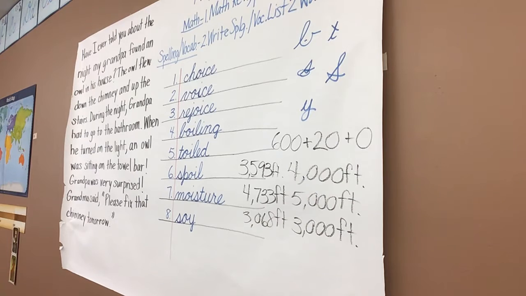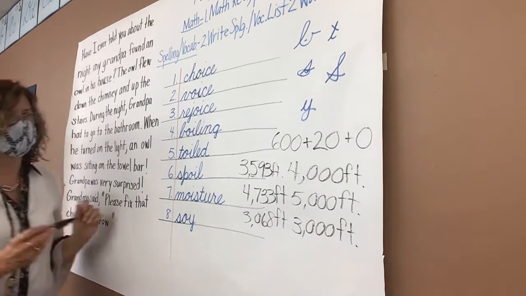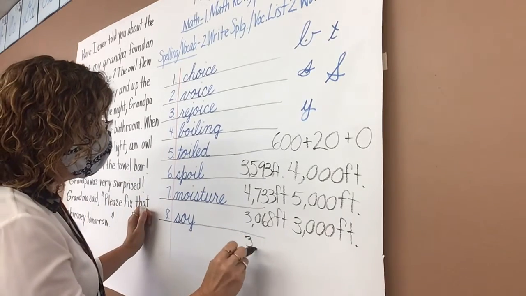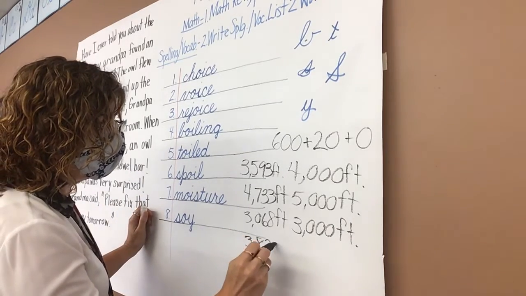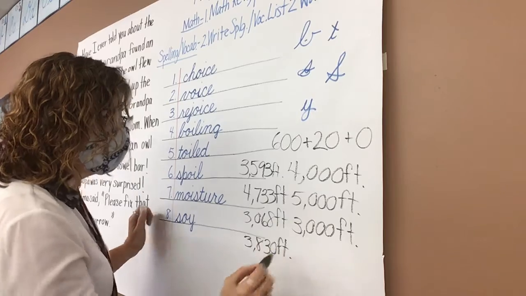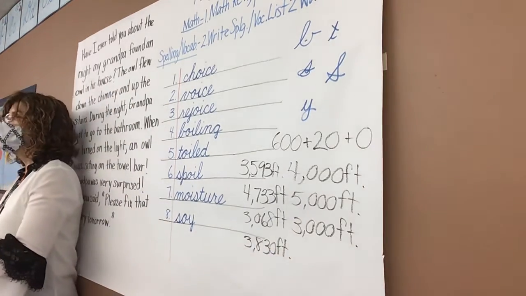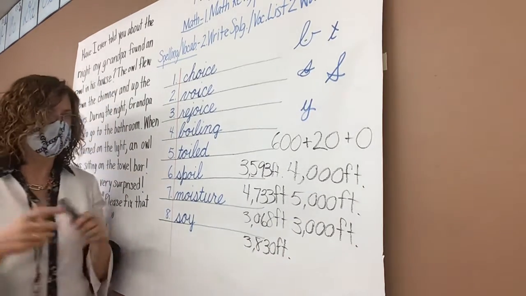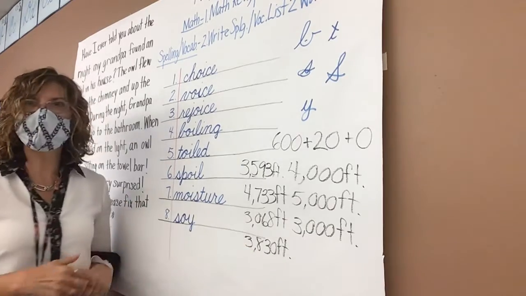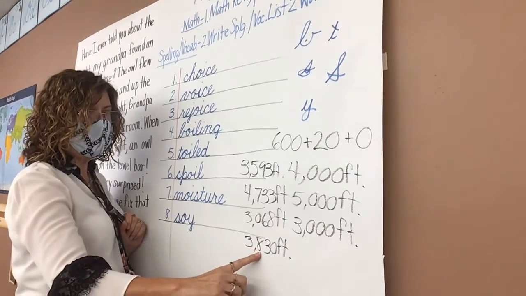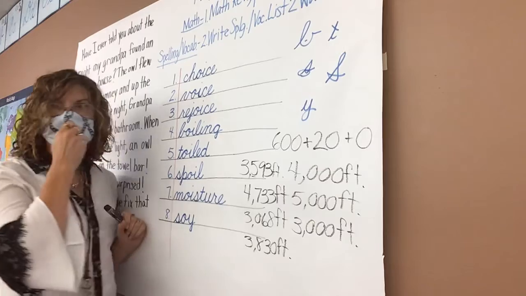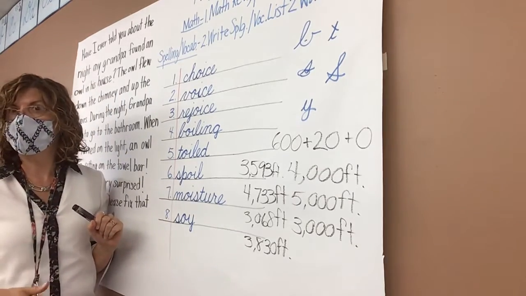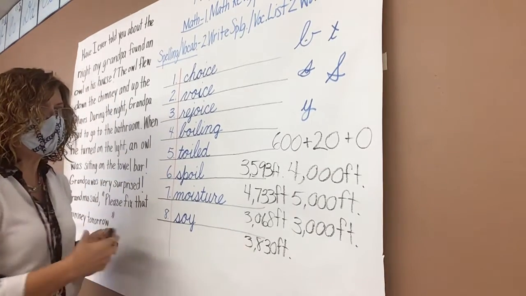All right, and then the last one is Three Brothers, which is 3,830 feet. And where are we going to look? In the hundreds. The hundreds bosses the thousands around. The hundreds is an 8. What does 8 tell us to do? Stay the same, go higher. Go higher. So we're going to go from 3,000 to 4,000.